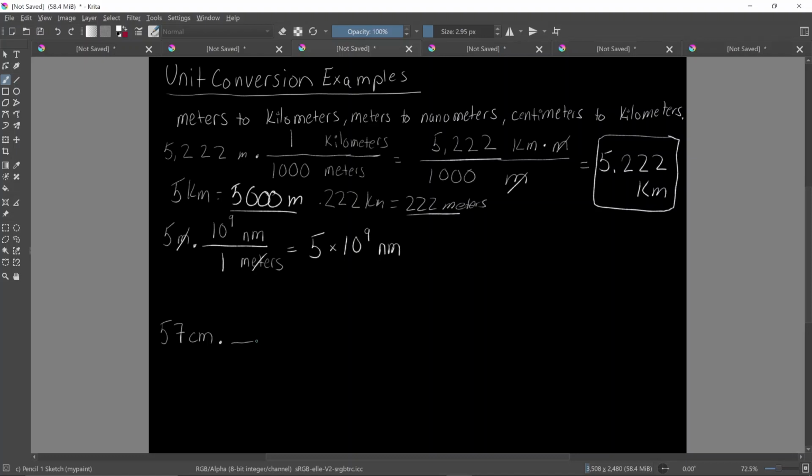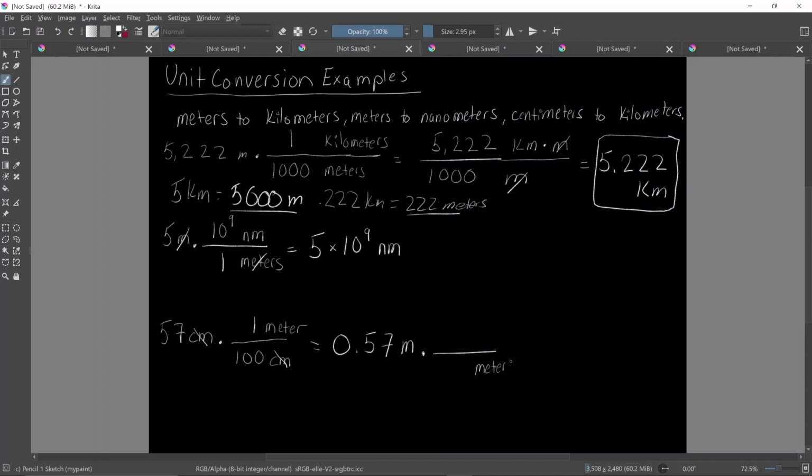First, I'm going to convert to meters, and I know that for every 100 centimeters, there's 1 meter. So that will cancel out my centimeters terms, and that would equal 0.57 meters. But I'm not done yet, because I need to get to kilometers still. So let's do this. I want to cancel out my meters, so I'll put it on the opposite side.